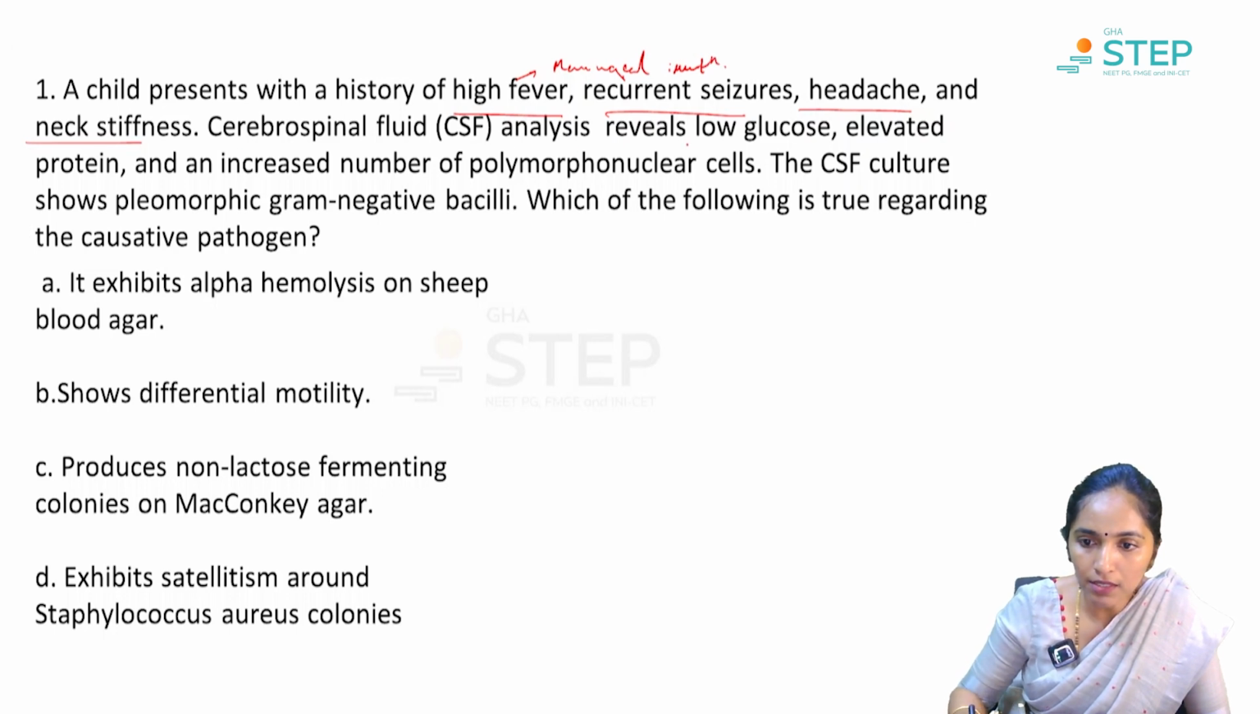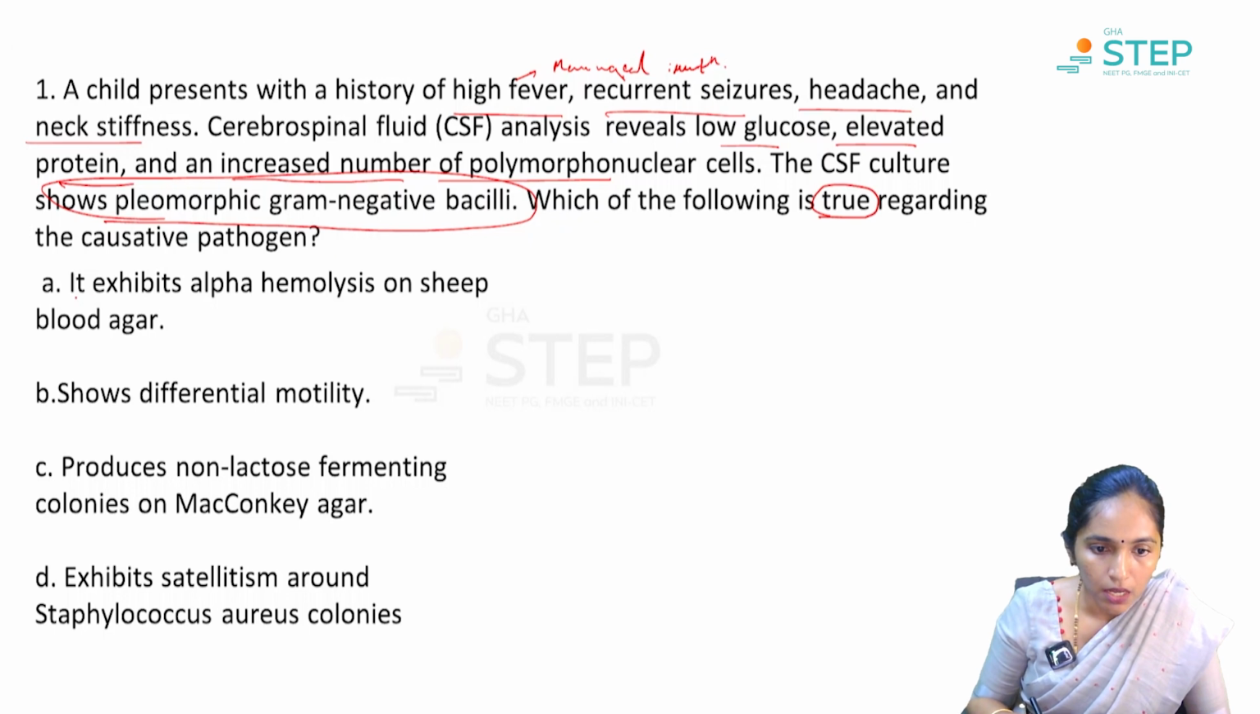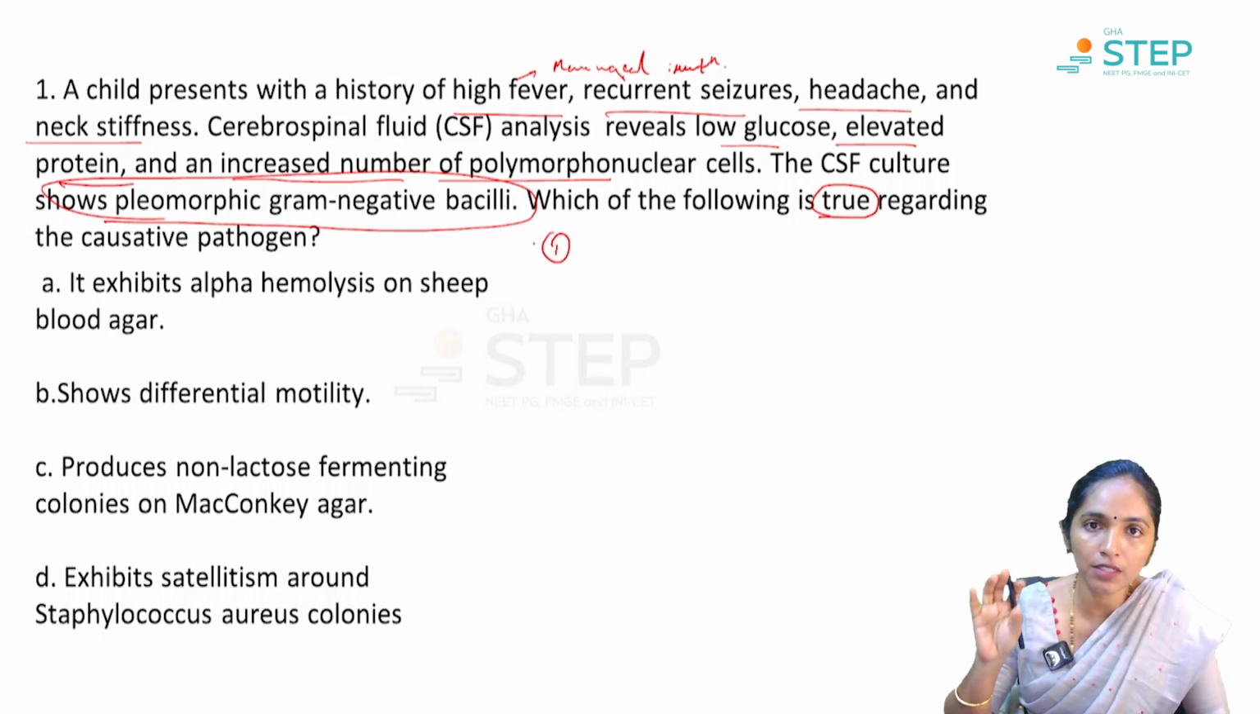The CSF analysis reveals low glucose, elevated protein and also increased PMNs. And the CSF culture shows pleomorphic gram-negative bacilli. The question is, which of the following is true regarding the causative pathogen: whether it exhibits alpha hemolysis on sheep blood agar, differential motility, NLF colonies, or satellitism.